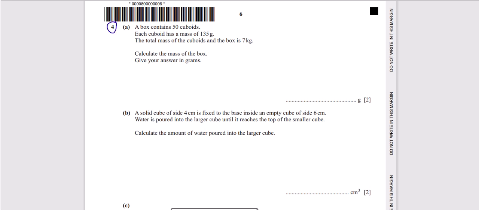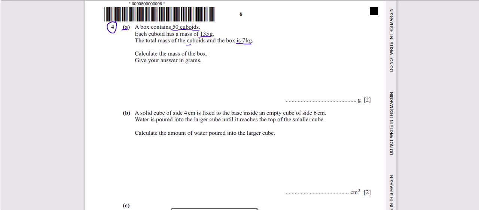Question number 4, part A. A box contains 50 cuboids. Each cuboid has a mass of 135 gram. The total mass of the cuboids and the box is 7 kg. The given total mass is 7 kg.